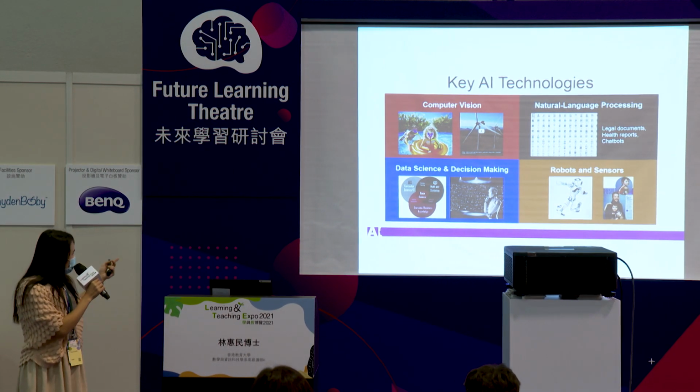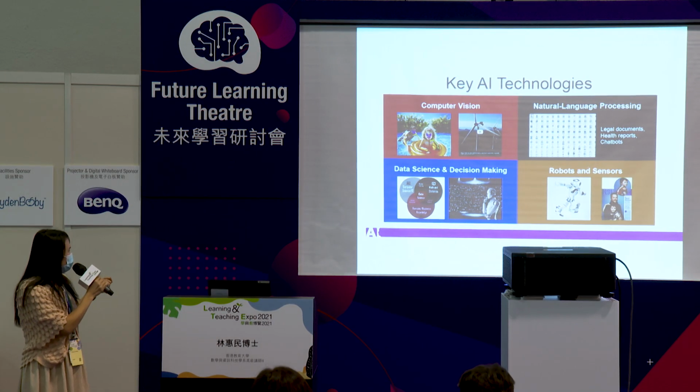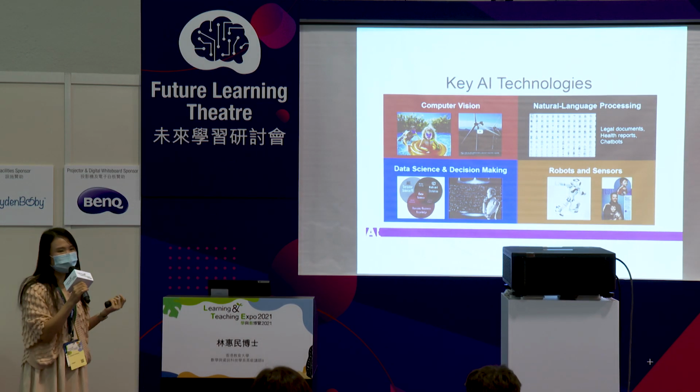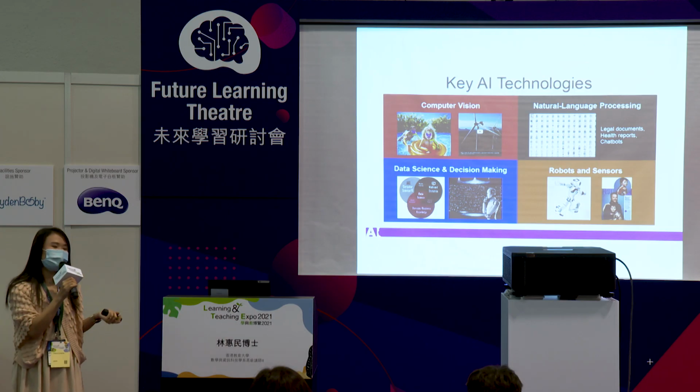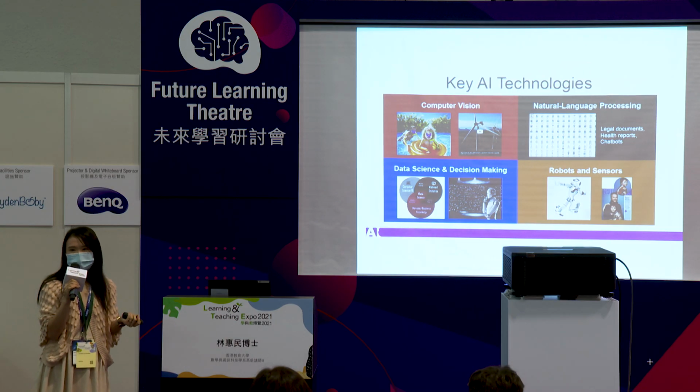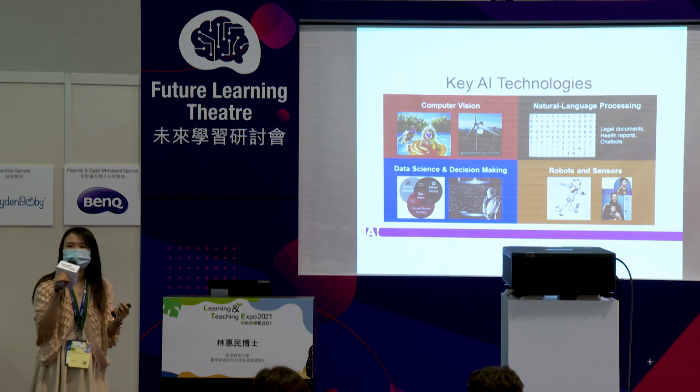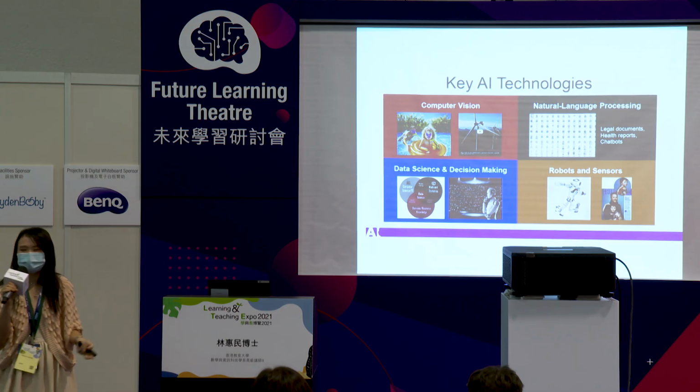So another one is data science and decision making. So do you want to predict whether the students will drop your course or not? Because in university, it's very common. You can have elective courses.